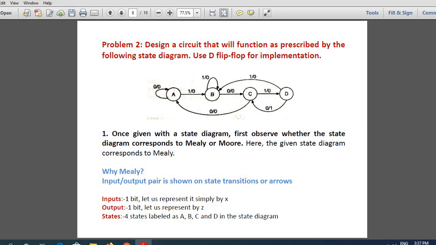Now if you go to the second problem, here also you are asked to design a circuit whose state diagram is shown here. Here also you can understand that it is a Mealy model. You have input-output pairs and no output is written together with a state. So it is Mealy. How many bits does your input have? Just one input. You call that input bit X, your output bit Z, and you have 4 states A, B, C, D.